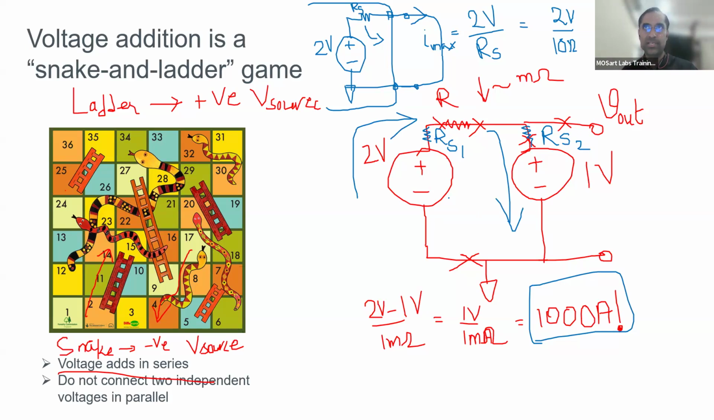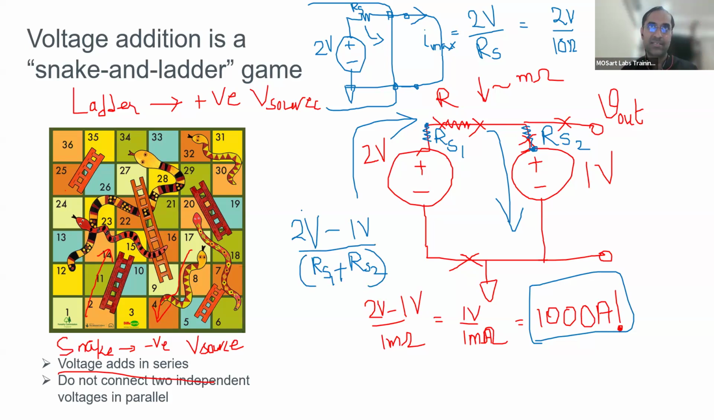Okay, and what is now the total current? The total current is 2 volt minus 1 volt, divided by RS1 plus RS2. So series resistance always. What is a series resistance? If the same current flows through the resistors, then it is a series resistor. You can add them.